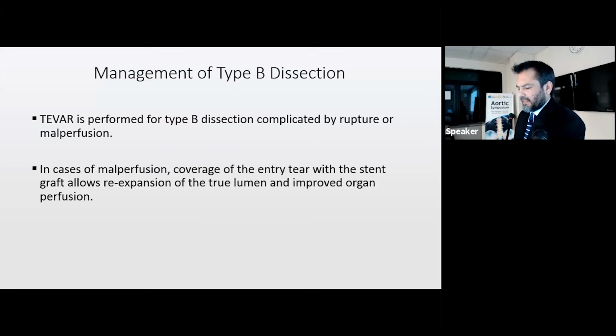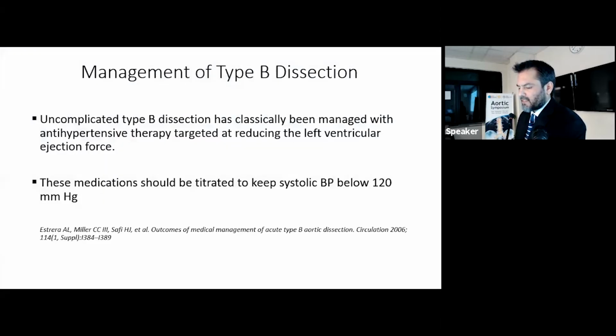So, continuing with the indications for TEVAR: management of type B dissections. What we're concerned with when you have a dissection is the malperfusion. The coverage of the entry tear with the stent graft allows re-expansion of the true lumen and improved organ perfusion. We're also concerned about the size in terms of rupture.